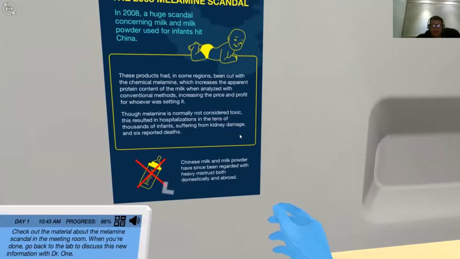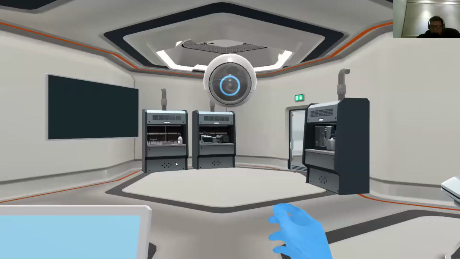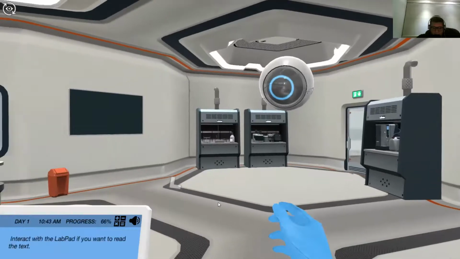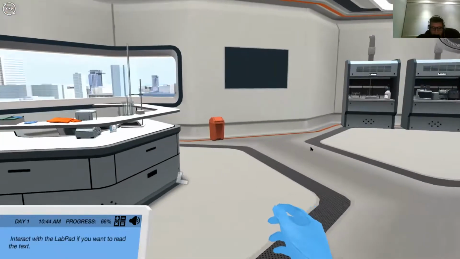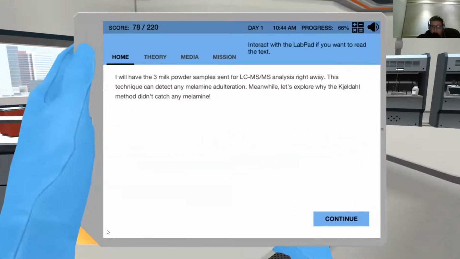Click on the lab pad for more information. I will have the 3 milk powder samples sent for LC-MS analysis right away. This technique can detect any melamine adulteration. Meanwhile, let's explore why the Kjeldahl method didn't catch any melamine.